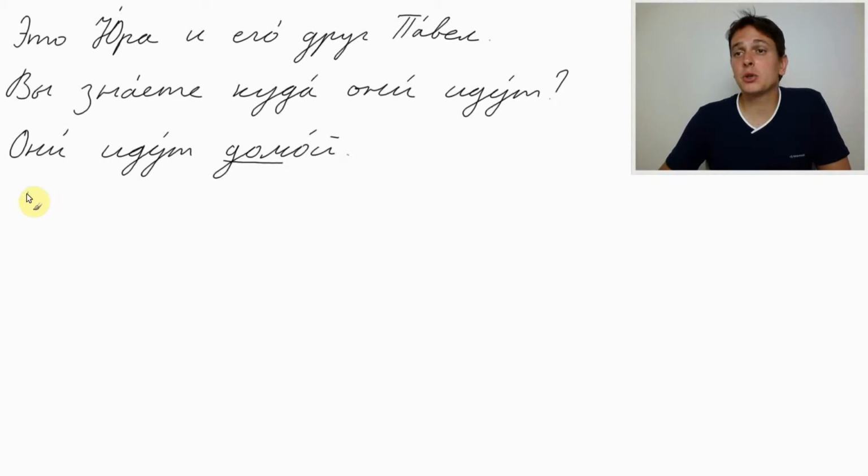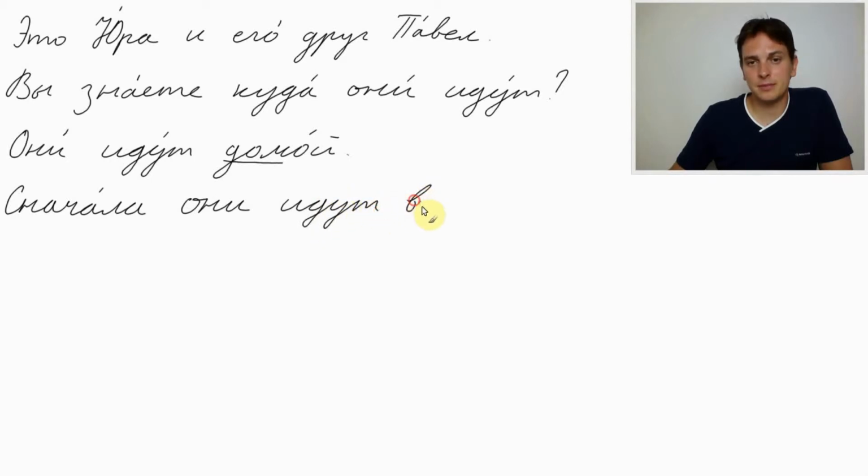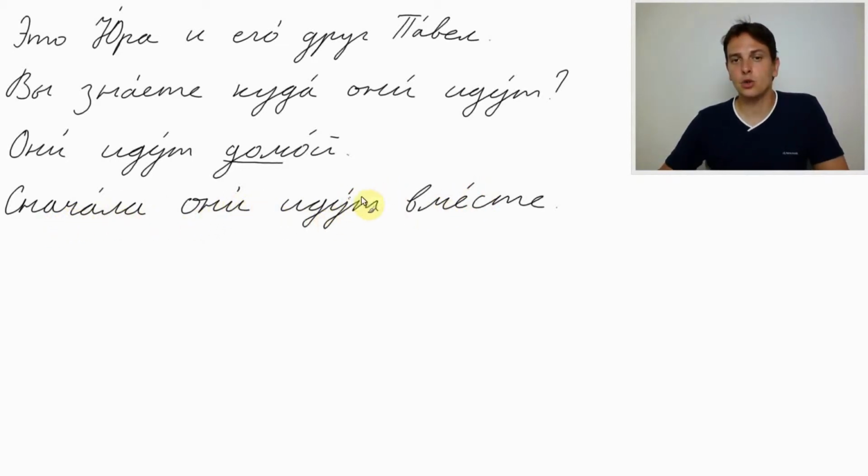And first, they are going together. First would be сначала. Сначала with the emphasis on а. Сначала. First. Они идут вместе. Вместе. Сначала они идут вместе. With the emphasis on и, on у, and on е in вместе. Сначала они идут вместе.